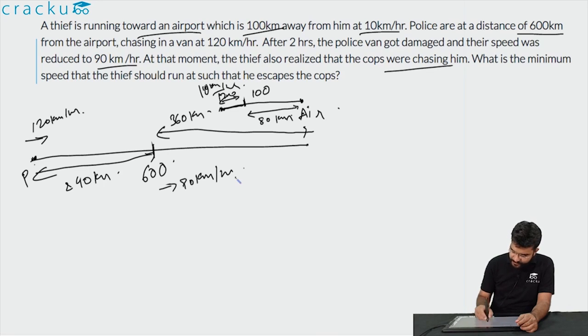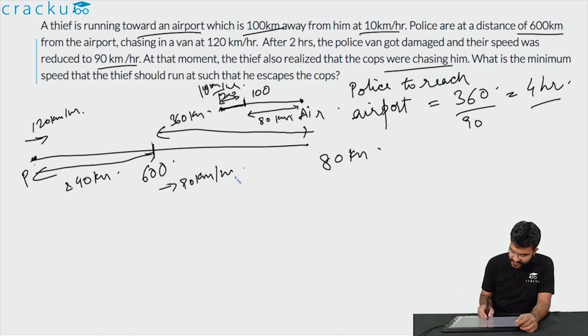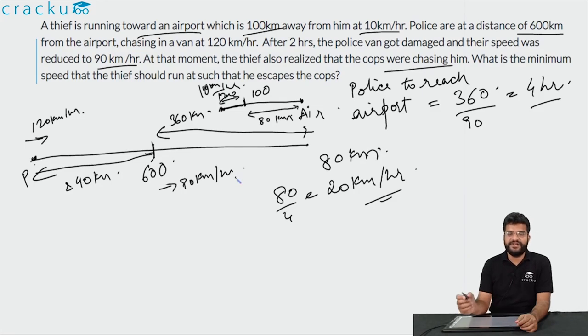So here for the police to reach the airport, the time it is going to take them is, there is 360 kilometers left and they are going at 90 kilometers per hour, so 4 hours. So the thief has to reach the airport before 4 hours and the distance that he has to cover is 80 kilometers. So the minimum speed at which the thief has to run will be 80 by 4, which is equal to 20 kilometers per hour. So he has to run at slightly more than 20 kilometers per hour to reach the airport faster.